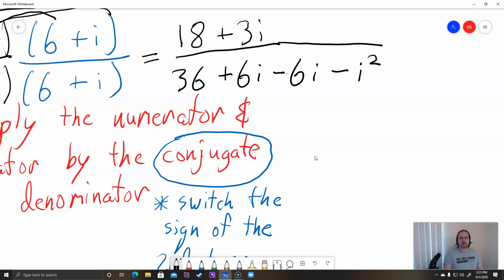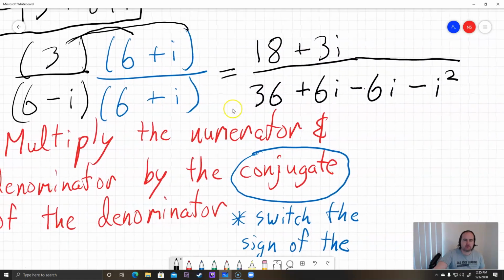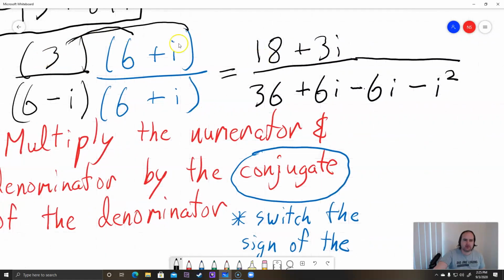So you should have 18 plus 3i on the top, because we distributed the 3 to each term. And on the bottom, using FOIL, you should have 36 plus 6i minus 6i minus i squared. And remember that i squared is just the same as negative 1.